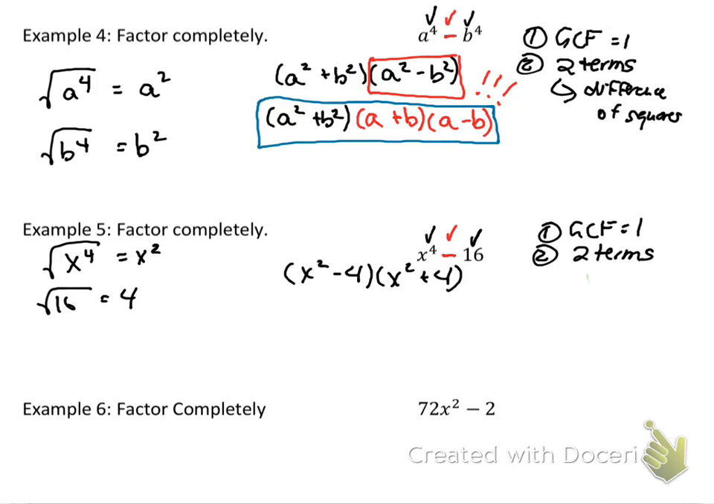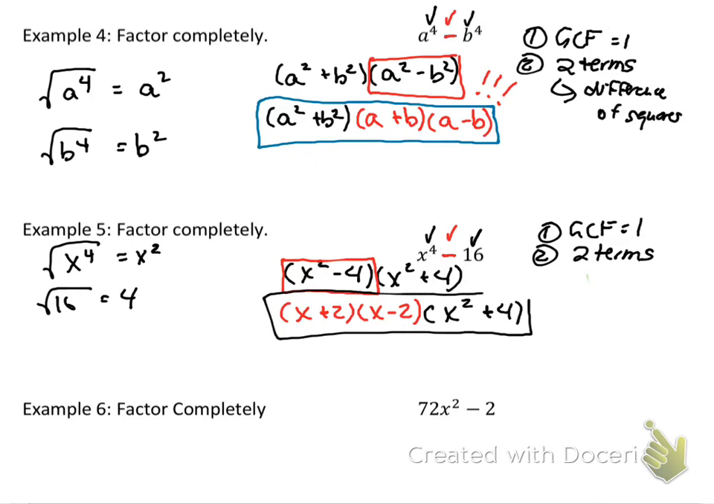So we have x squared minus 4 times x squared plus 4, or you could have written them in a different order. Again, notice, as you look at this, that x squared minus 4 is itself a difference of squares. It can be further factored into x plus 2 times x minus 2. And again, we have to bring down the rest of the problem, which is x squared plus 4. So that's our final answer. Let's do the last problem.